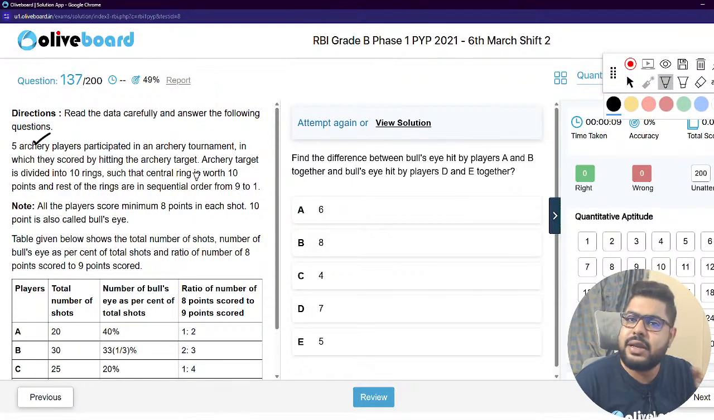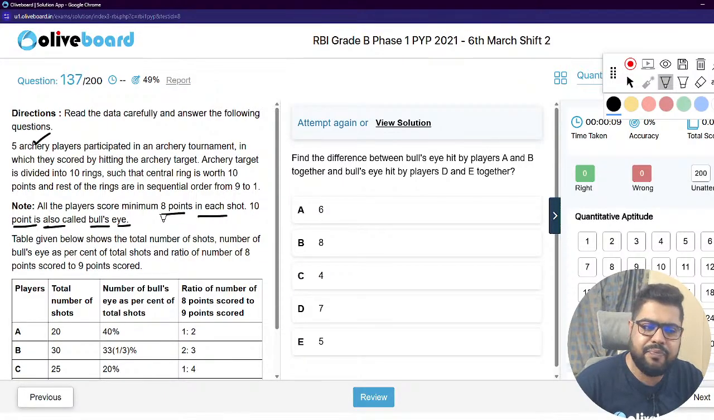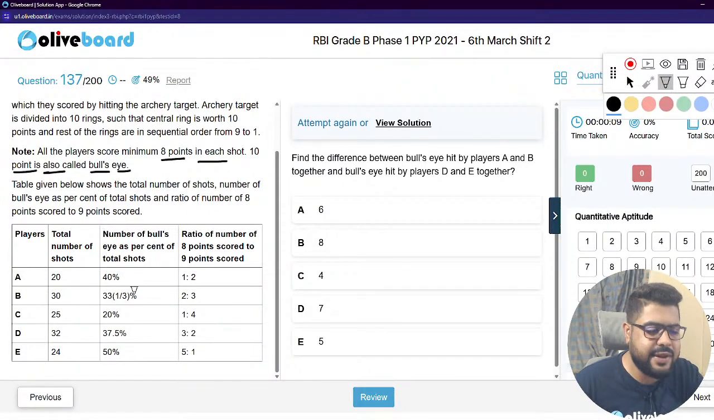Such that the central ring is worth 10 points. Rest of the rings are in sequential order from 9 to 1. All the players scored a minimum of 8 points in each shot. 10 points are also called a bullseye. Perfect, so they have given you something.